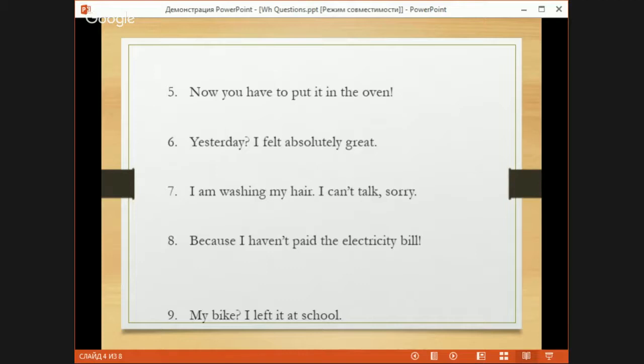Number 7, I'm washing my hair, present continuous, so we have the verb to be. Number 8, I haven't paid the electricity bill. It's present perfect, so have. And the last one, my bike, I left it at school. It's obviously past simple, so we need did.